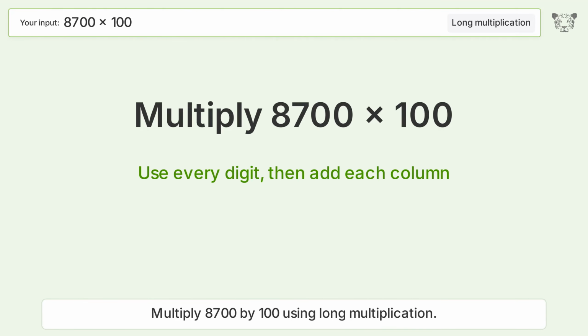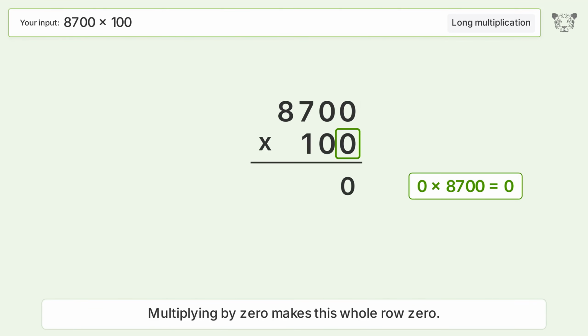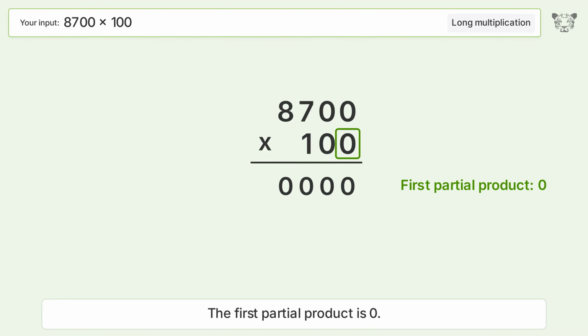Multiply 8,700 by 100 using long multiplication. Start with the ones digit, 0. Multiplying by 0 makes this whole row 0. The first partial product is 0.